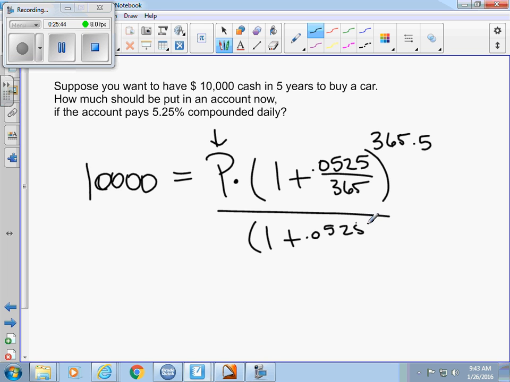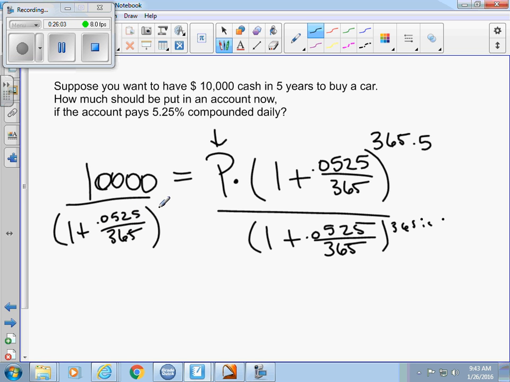Now, does that mean your calculator won't work? No, it just means by hand is faster on this one. So I'm going to divide both sides by that weird number, whatever it is. So I get 10,000 divided by 1 plus 0.0525 divided by 365.